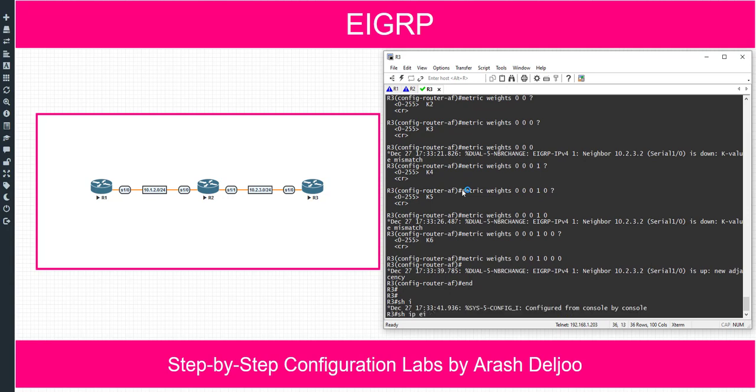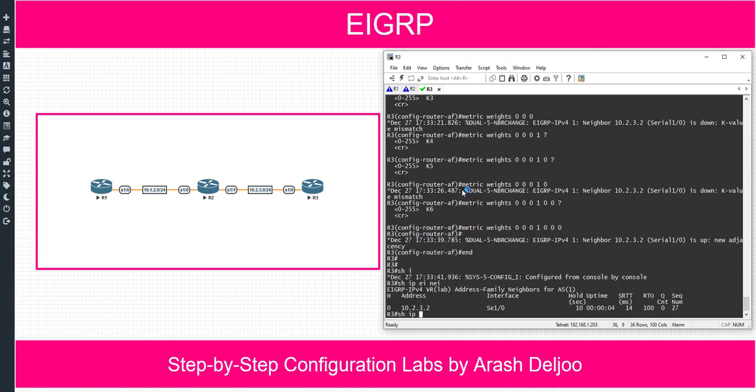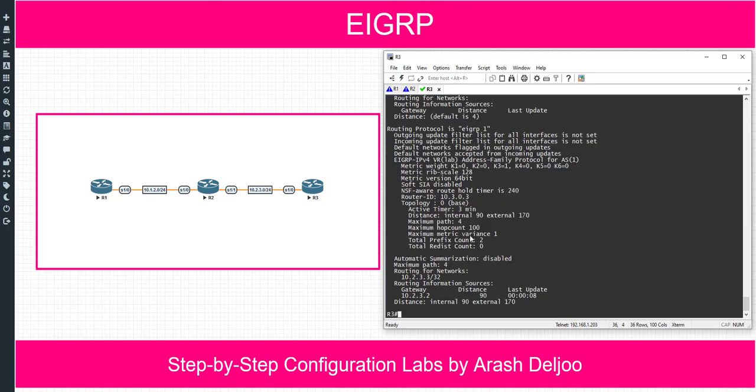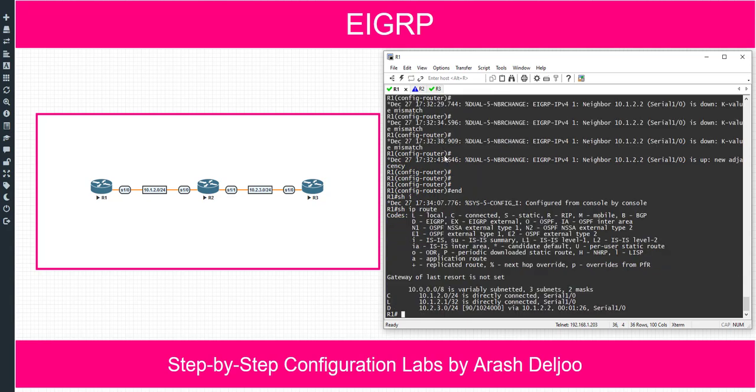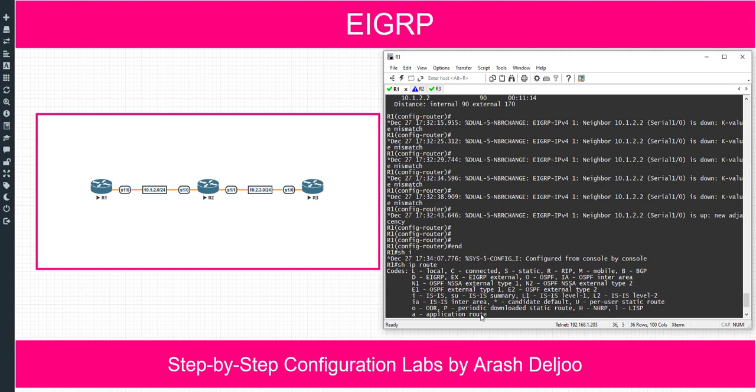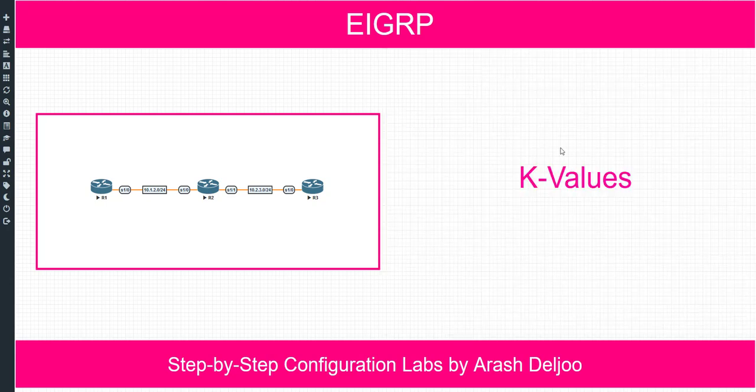Show IP EIGRP neighbors and show IP protocols can show us these values are changed: K1 0, K2 0, K3 1, K4 0, K5 0, K6 0. Don't forget, now the metric calculation will change. Here we have only K3. Because of that, only the delay of the interfaces will be used for metric calculation. Okay, show IP route, for example, can show us now we are using only the delay. These values are different from the default values that EIGRP uses.